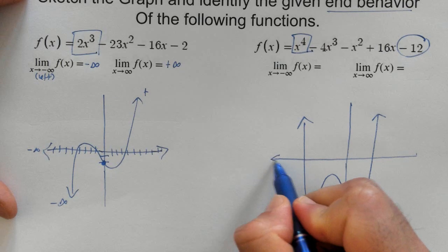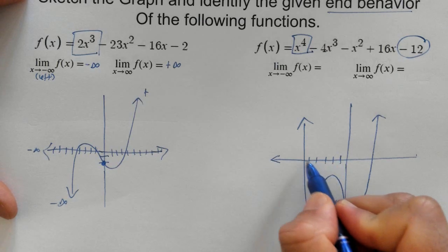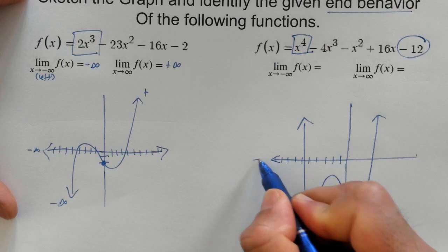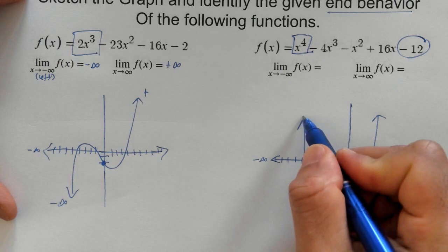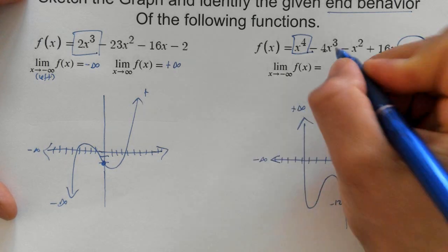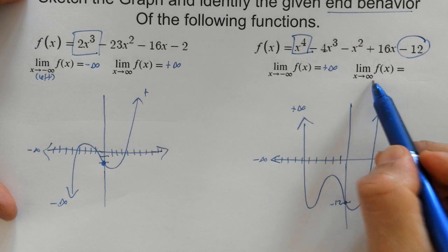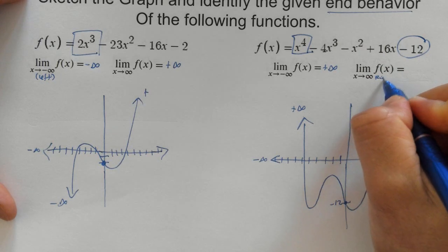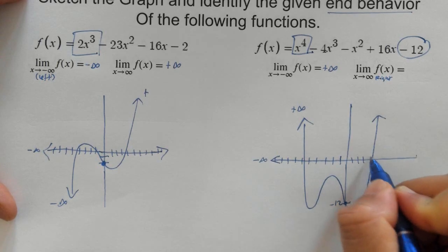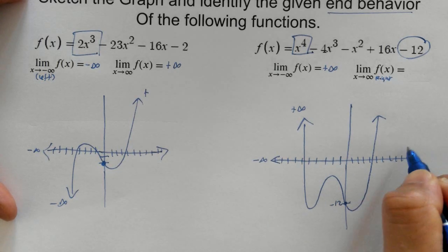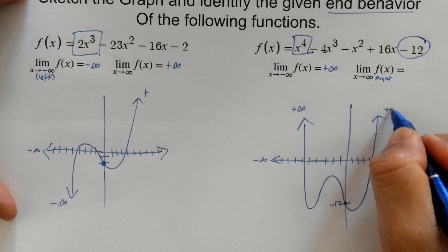What happens on the left side of the graph? As x gets more and more negative, the graph is pointing upward to positive infinity. And what happens to the function as x goes to the right? This is the positive side. As x increases, it'll go up and up to also positive infinity.